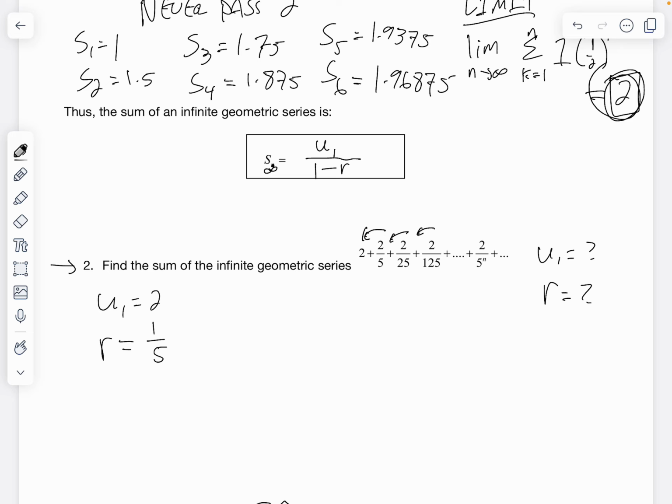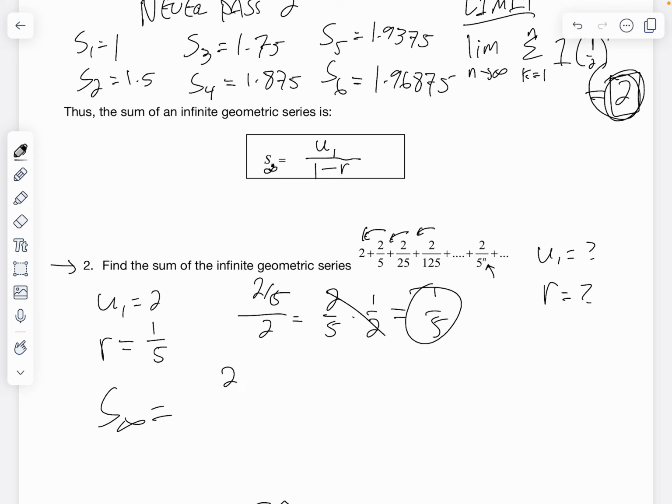Here it's pretty clear that we're multiplying by 1/5 every time, but if you wanted to, you could do 2/5 divided by 2, which is the same as 2/5 times 1/2. The 2's cancel, and we get 1/5 for our R. Right, so now our S infinity. So if you add this together forever and ever, I don't know why they have an n there. That should be an n minus 1, because the first term is 2, not 2/5, but I'm going to let it go.